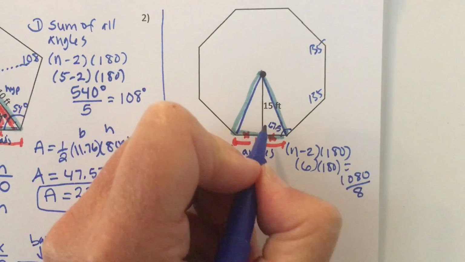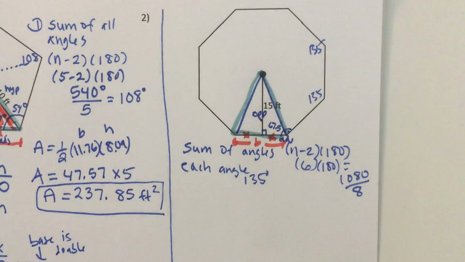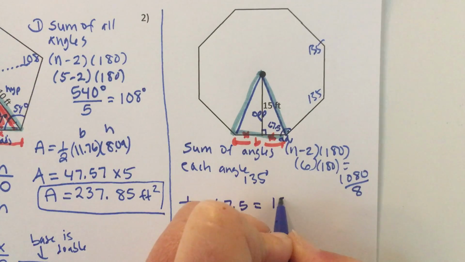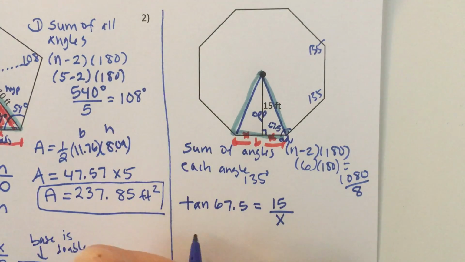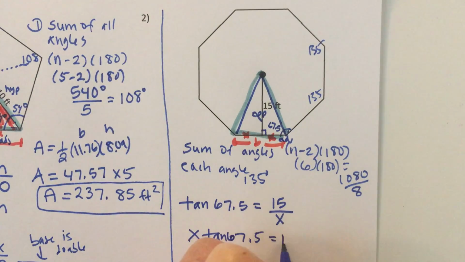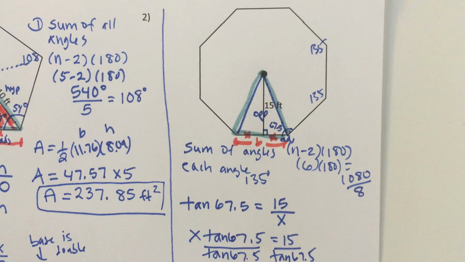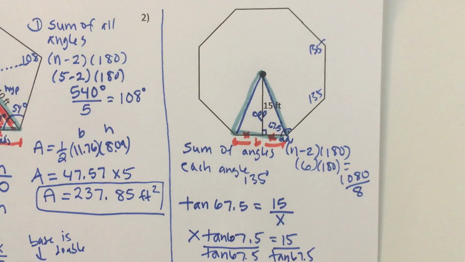In this problem, you know the opposite side is 15, and the adjacent side is the one you're trying to find, so that's tangent. So tangent 67.5 equals opposite, which was given as 15, over adjacent, which is x. Cross multiply. You do have to divide. Then type that into your calculator. 15 divided by tangent 67.5 is 6.21.